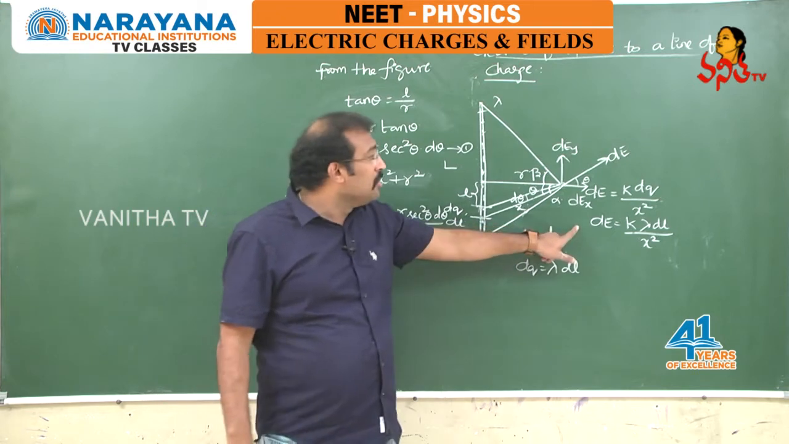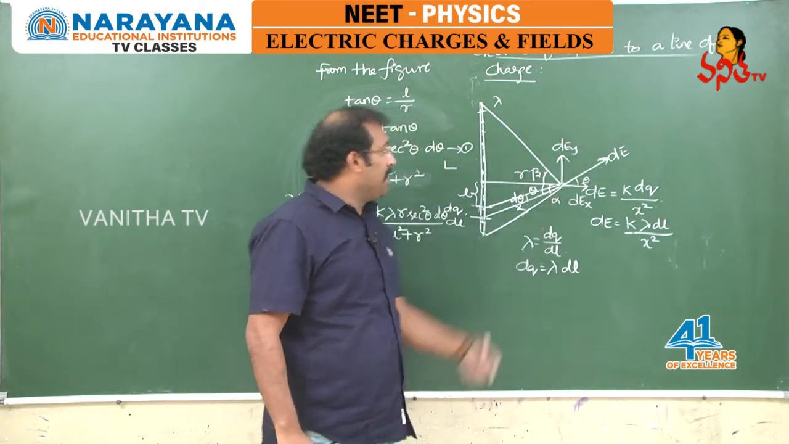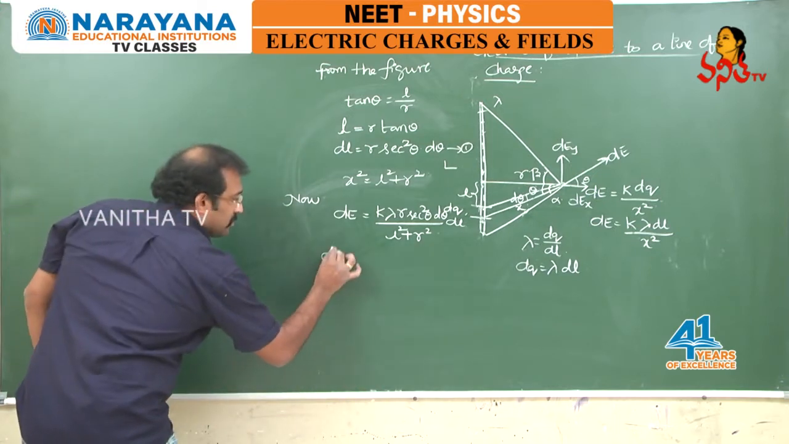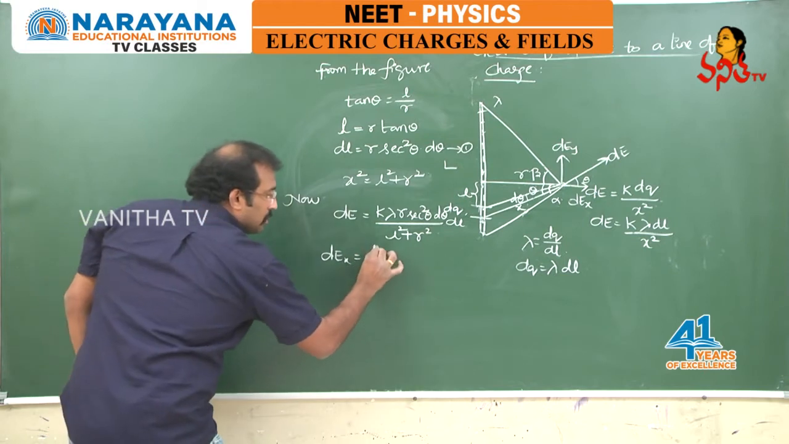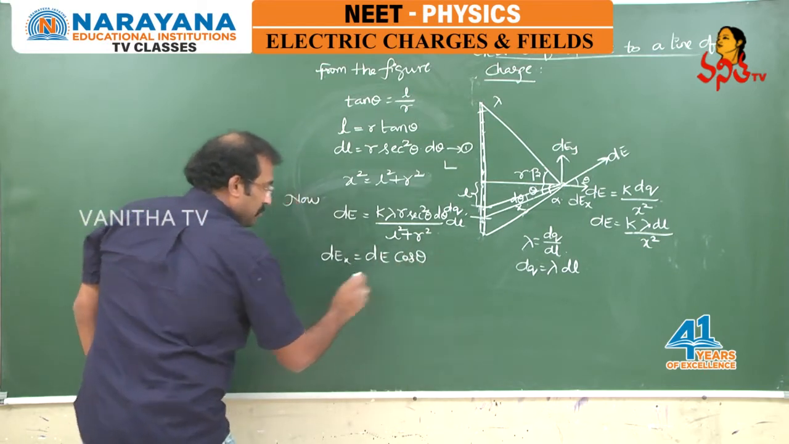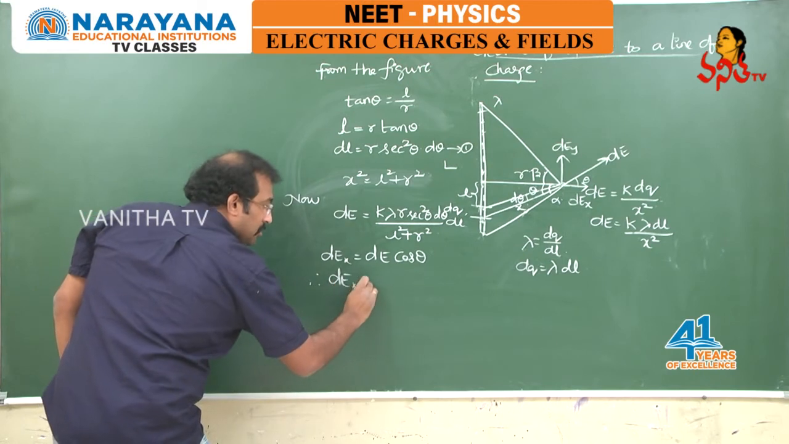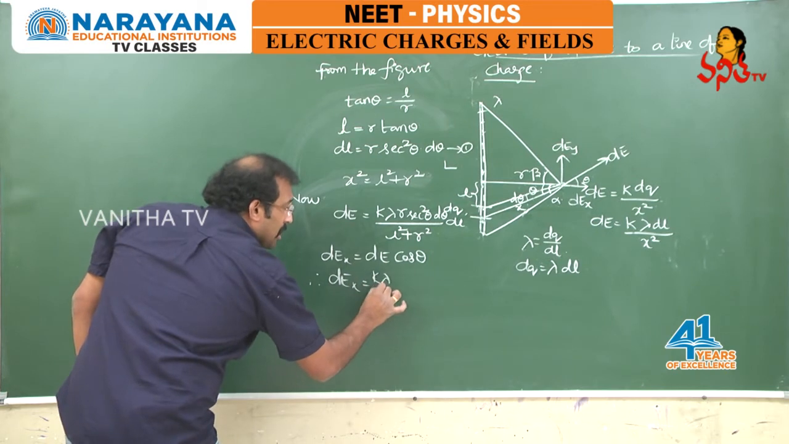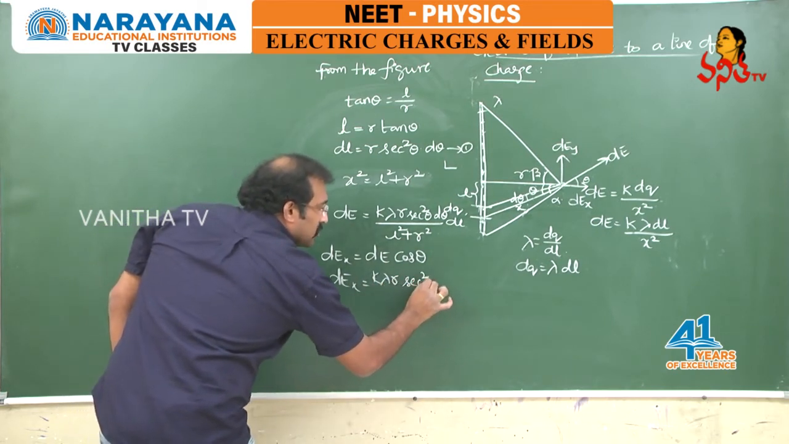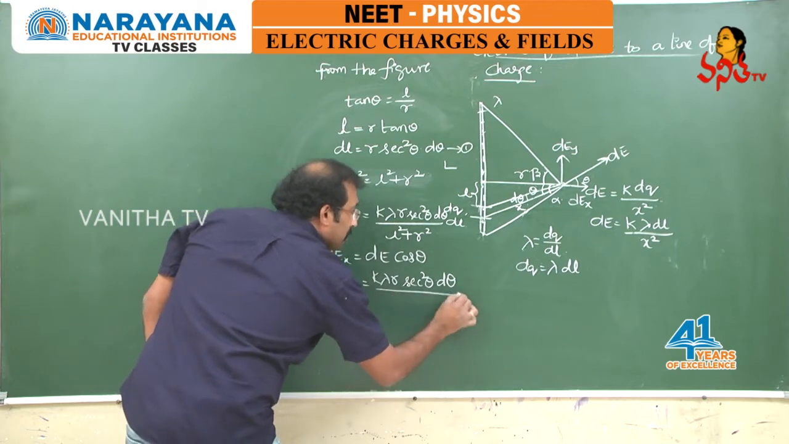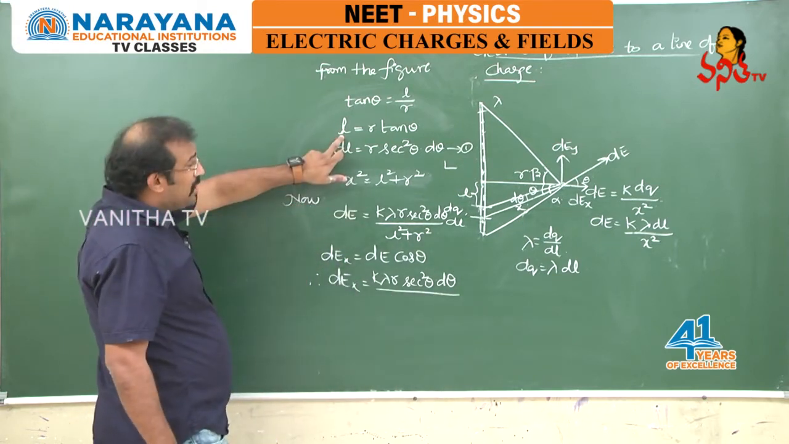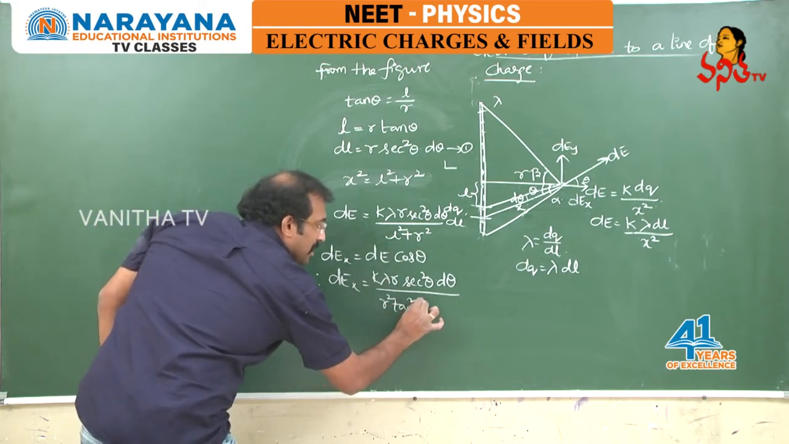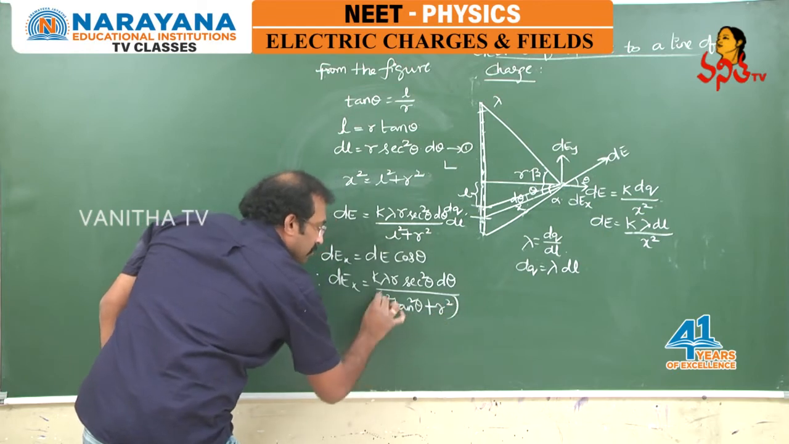So this is dEx and this is dEy. Let us see, we will calculate dEx first. dEx is equal to dE cos theta. So therefore dEx is equal to dE, which here is k lambda r secant square theta d theta by L square. What is L square? L square is R square tan square theta plus R square.